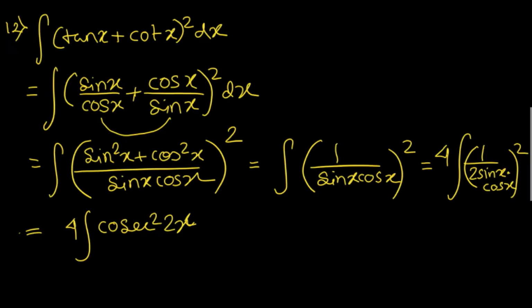So cosec square 2x. The integration of cosec square 2x gives minus cot 2x by 2. This is according to the formula list. The integration of cosec square x gives minus cot x, and as 2x is there, we get minus cot 2x by 2. So this is the answer.